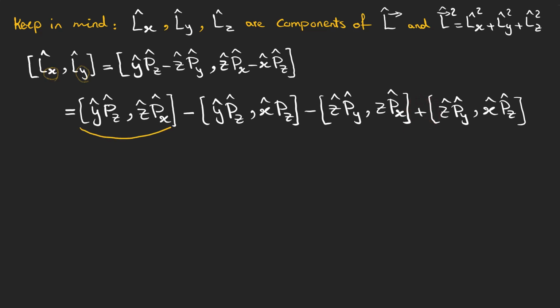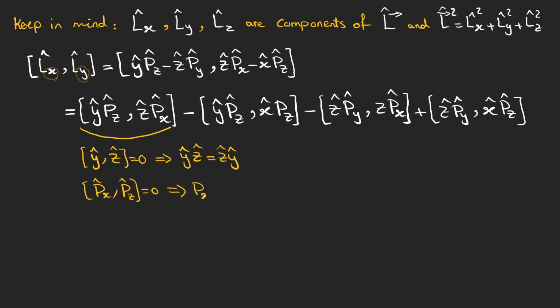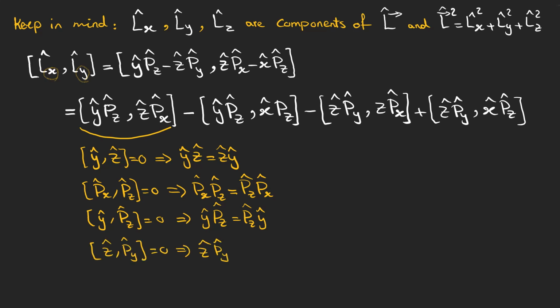To calculate this one, we need to know the commutation relations between y, pz, z, and px. We know that y and z commute, so we can say yz is equal to zy. Also, px and pz commute, so it doesn't matter whether we use pxpz or pzpx. For y and px, they also commute, and we can say ypx is equal to pxy, so it doesn't matter. And for z and py, they again actually commute, and we can write it like this. But for z and pz, they don't commute, so we cannot actually change the order of zpz or pzz, and they cannot actually commute. So let's write it down.